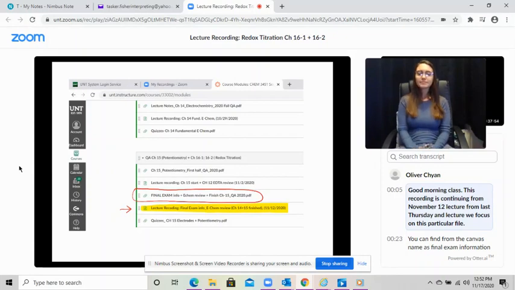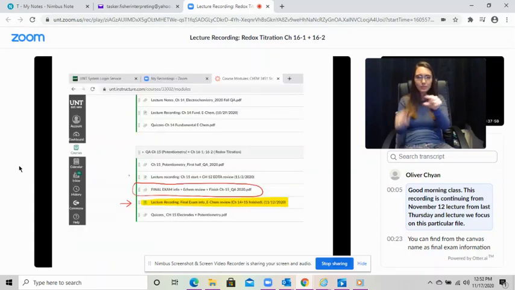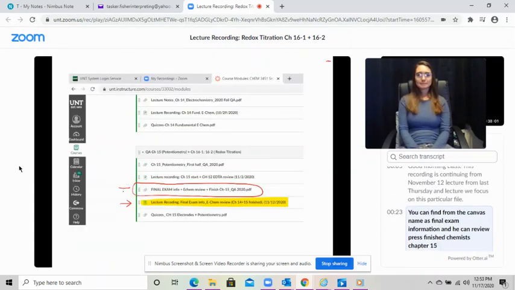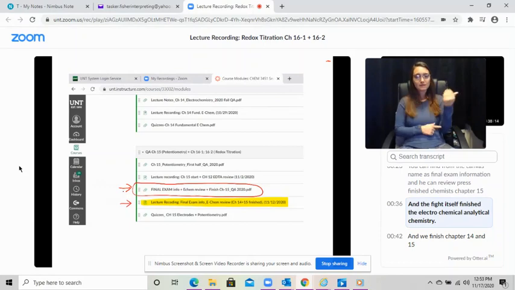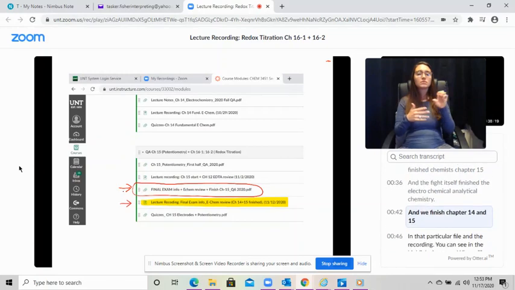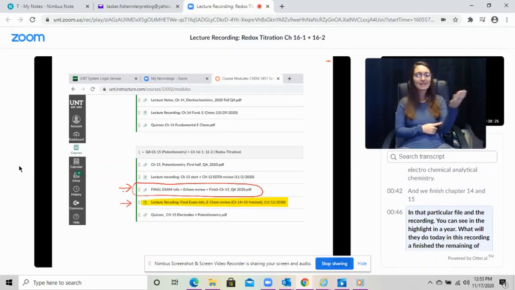And at that lecture, we focused on this particular file. You can find it on Canvas, named Final Exam Information, and you can review plus finish chapter 15. The file itself covers electrochemical analytical chemistry, and we finished chapters 14 and 15 in that file, and the recording you can see highlighted in yellow.